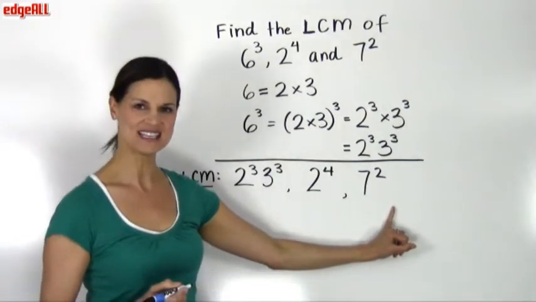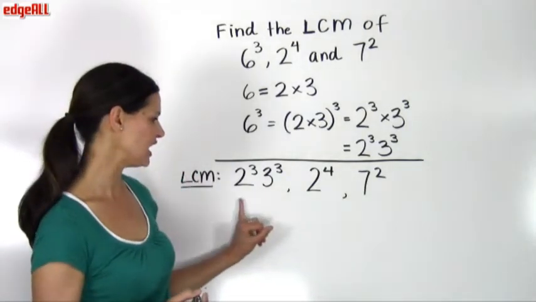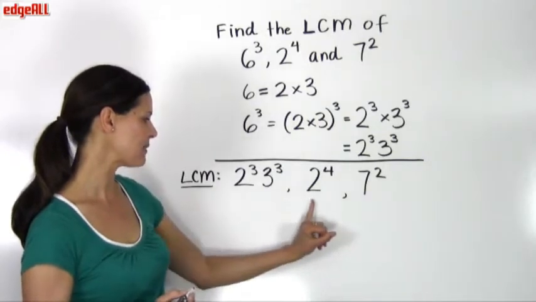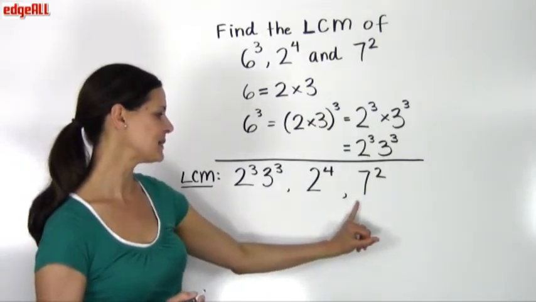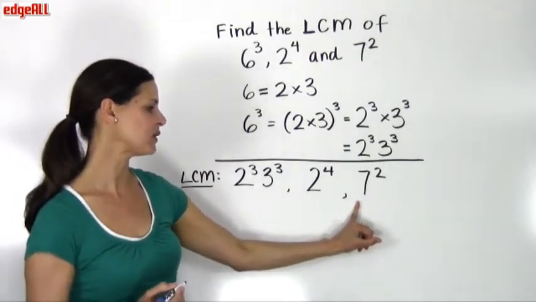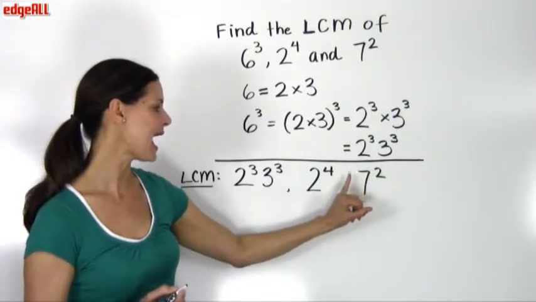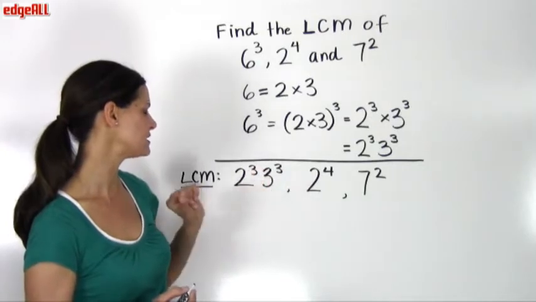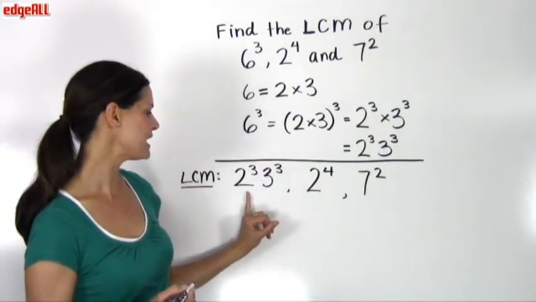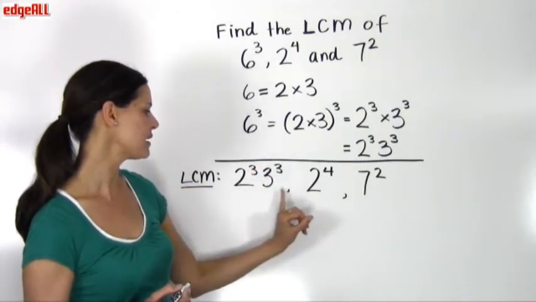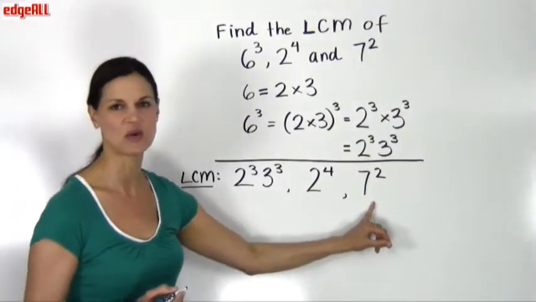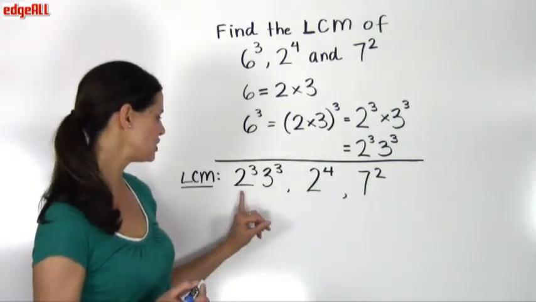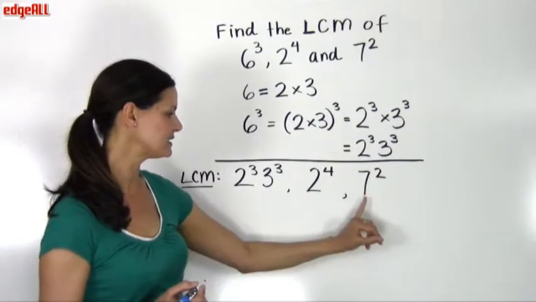So what I want to do is look at each prime number, and pick the prime number with the highest power used in any of the numbers. So right now I can see here that I have 3 prime numbers that I'm going to be working with in this problem: 2, 3, and 7.